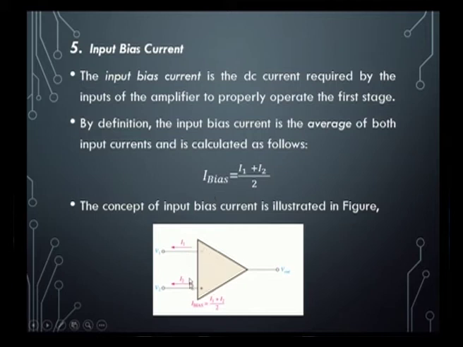This figure illustrates the input bias. The current I1 is flowing from the inverting input, and I2 is flowing from the non-inverting input. The average of both gives us the input bias current.